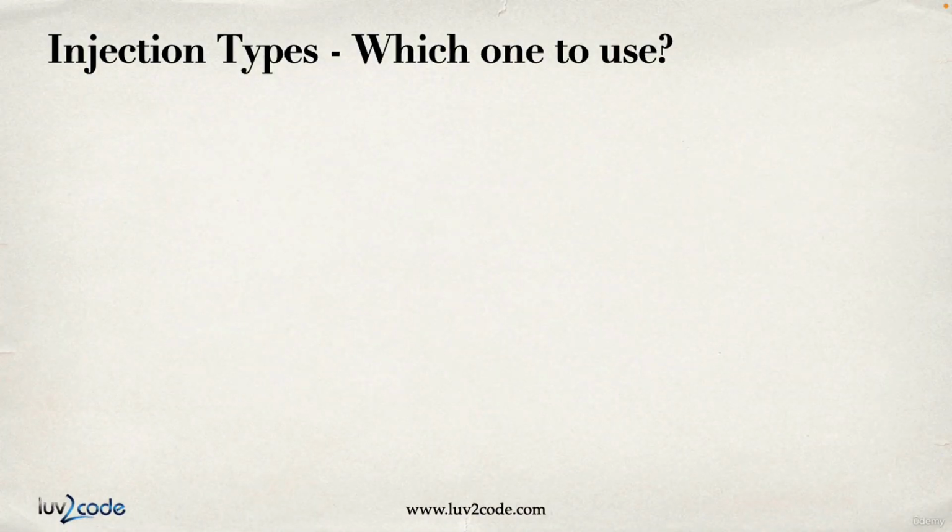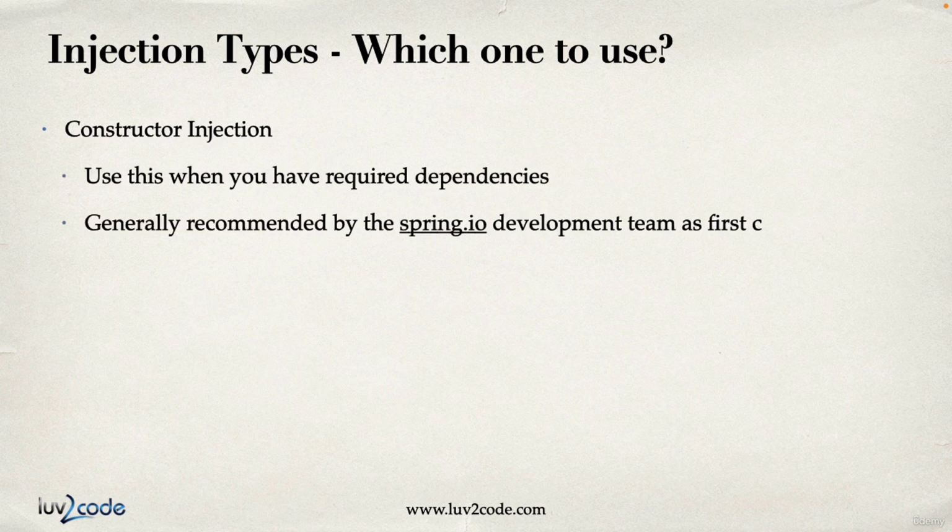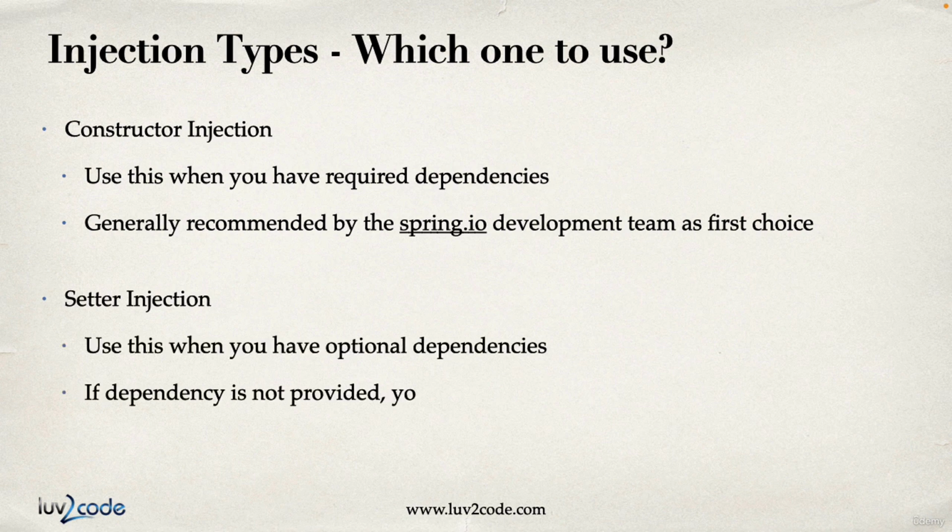Now you may wonder, well, which type of injection should I use? Well, with constructor injection, use this when you have required dependencies, and it's generally recommended by the Spring I/O development team as the first choice. There's also setter injection, and you can use this when you have optional dependencies. So in this case, if the dependency is not provided, your app can provide reasonable default logic. And I'll show you coding examples of constructor injection and also setter injection in some of the upcoming videos.